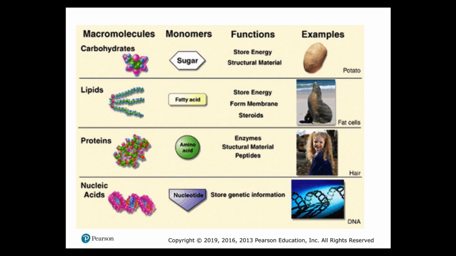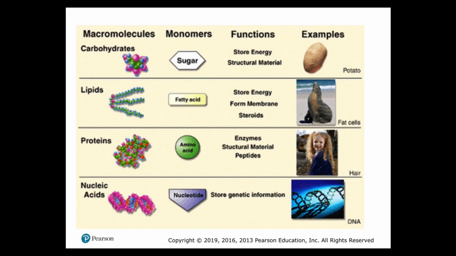Lipids or fats are made up of monomers of fatty acids, generally, not all. They're quite variable, lipids we'll see. Their main functions are they store energy, they form the membrane when we look at phospholipids, and also examples are steroids. So fat cells are made up of lipids.